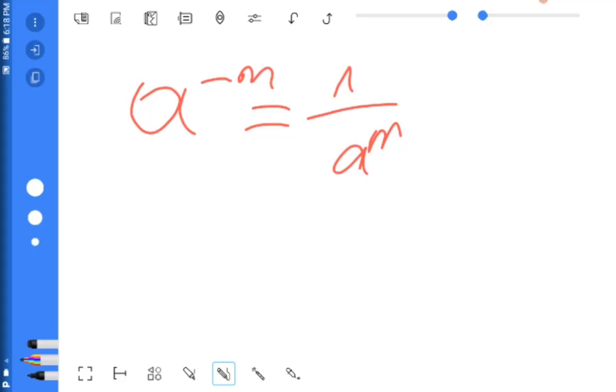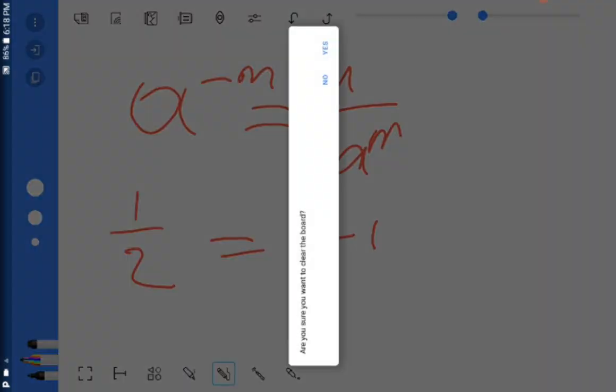That is as simple as that. Also, it simply means that 1 over 2 is the same as 2 to the power minus 1. So that's the interpretation of that rule. Then the last rule of indices is the fractional power, when the power is a fraction. For example, a to the power 1 over a certain power n is equal to the nth root of a. As simple as that.